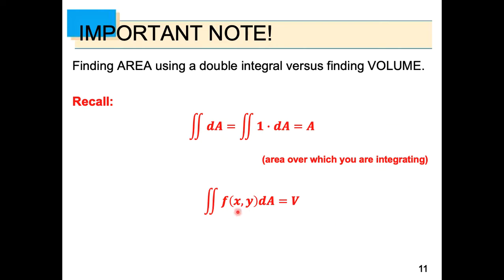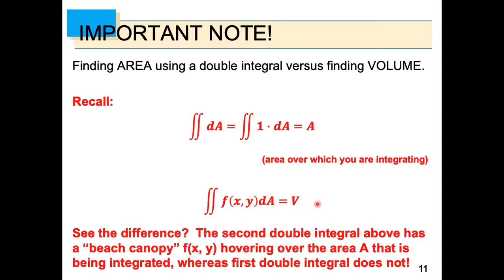However, if you take the double integral of a beach canopy of something, if there's a function of x and y in front of the dA, that's going to lead us to a volume, not an area. So I hope you see the difference. The second double integral right here has a beach canopy that's hovering over A, that's being integrated, whereas this first double integral doesn't have a beach canopy. It's just simply the double integral of dA is just simply equal to A.